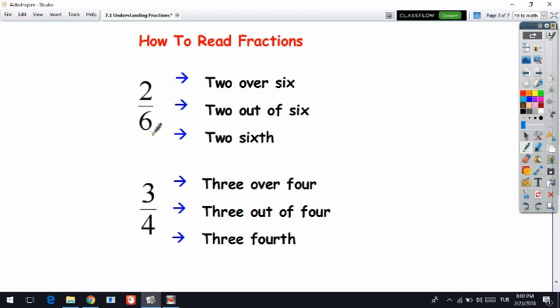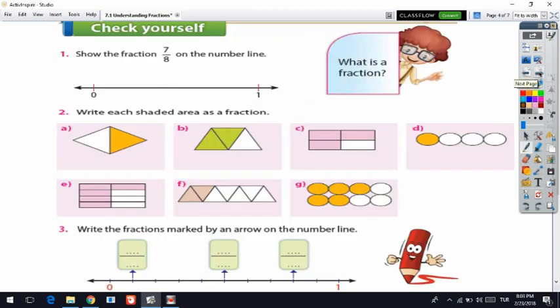Second, 2 out of 6. Next, 2 sixth. Okay, we have another example about reading fractions. 3 is the numerator, 4 is the denominator. So we say 3 over 4, or we say 3 out of 4, or 3 fourth. That's it.